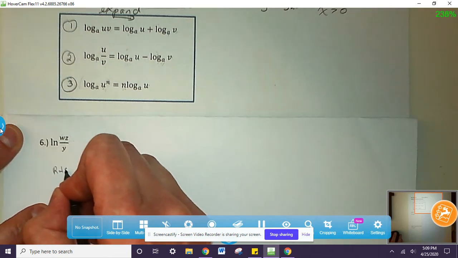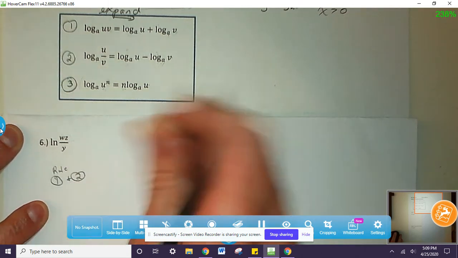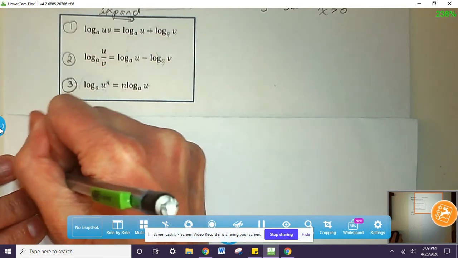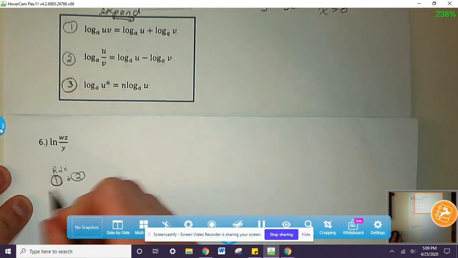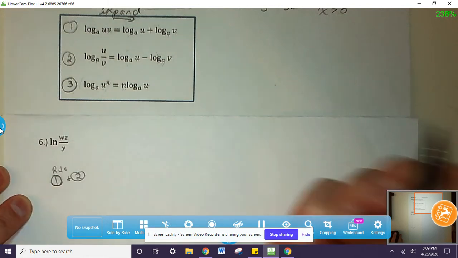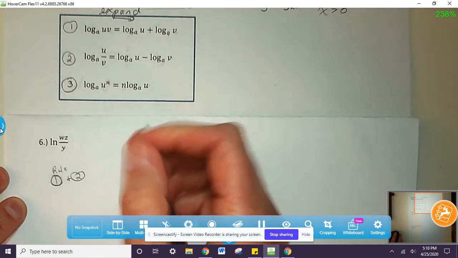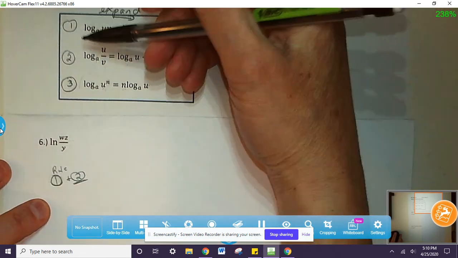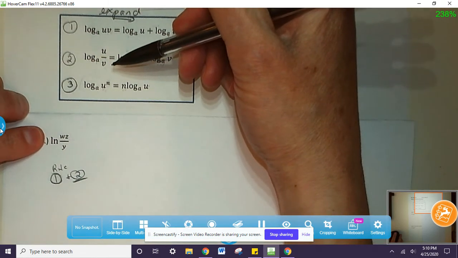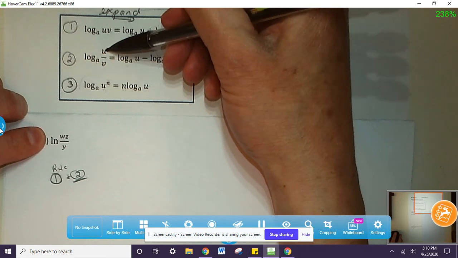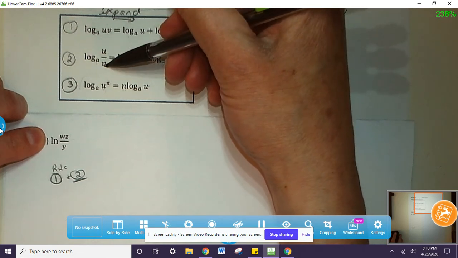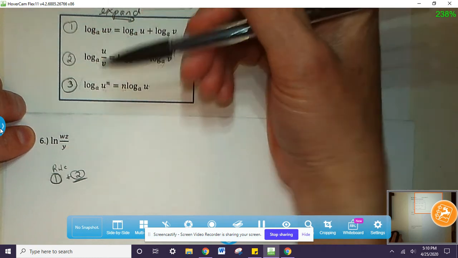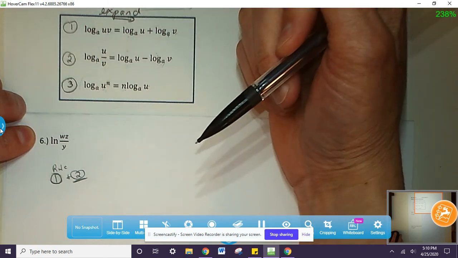It's up to us what we want to do first here. This is one of those problems where we have 2 rules we're going to use. We're going to use rule 1 and rule 2. And it's up to us which one we want to do first. So what I would do in this one personally is use rule 2 first. And here's why. When you look at this problem, can you easily identify a numerator and a denominator? Yes. The numerator is wz, the denominator is y. So that's why I would go to rule 2 first with this particular problem.